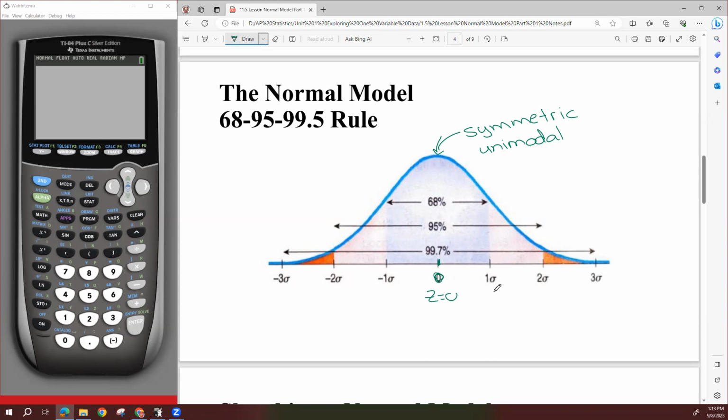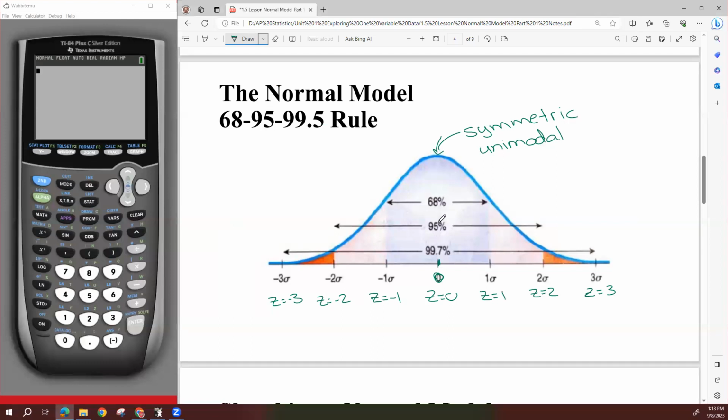And then we go to the right 3 standard deviations. So we'd say z equals 1, z equals 2, z equals 3. And then the same thing to the left, z equals -1, z equals -2, z equals -3. So 1 standard deviation above the mean, 2 standard deviations above the mean, 3 standard deviations.